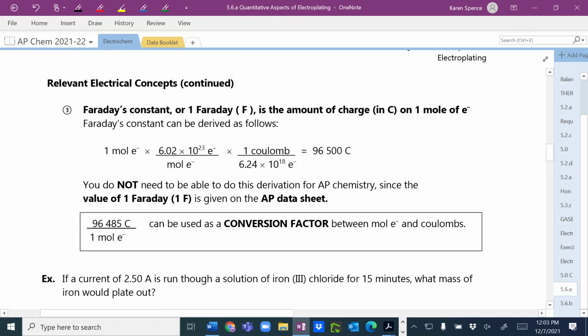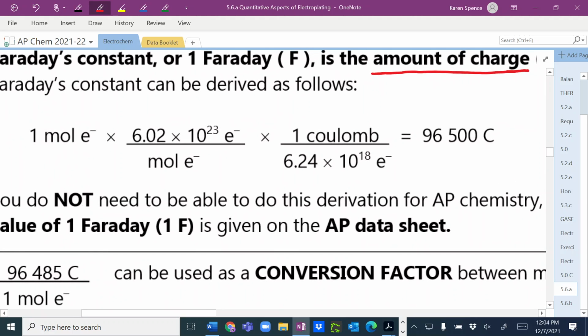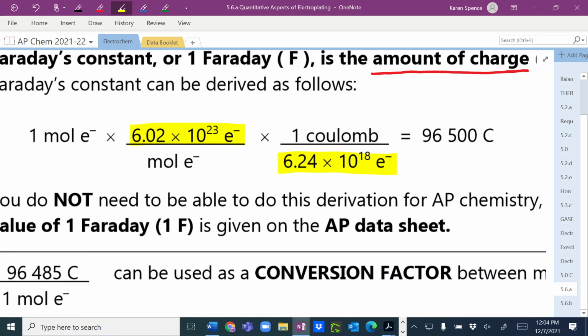Faraday's constant, we can derive it. It is the amount of charge on a mole of electrons. So if we said, well, how many electrons is a mole of electrons? Well, that's 6.02 times 10 to the 23 electrons, yes? And a coulomb is 6.24 times 10 to the positive 18. And so there are 96,500 coulombs per 1 mole.